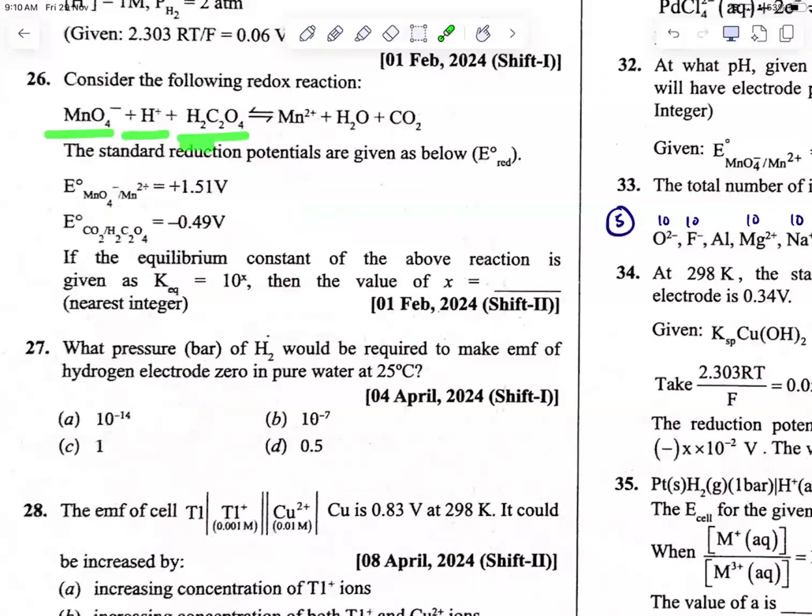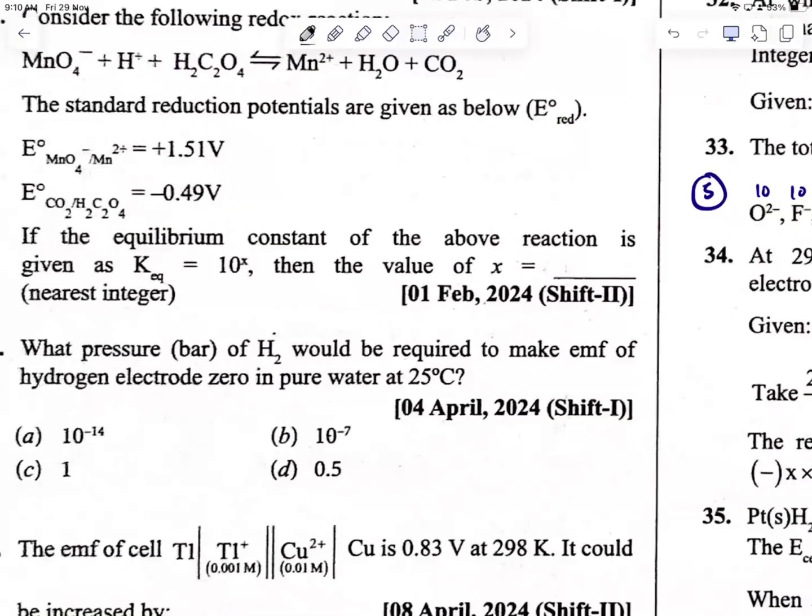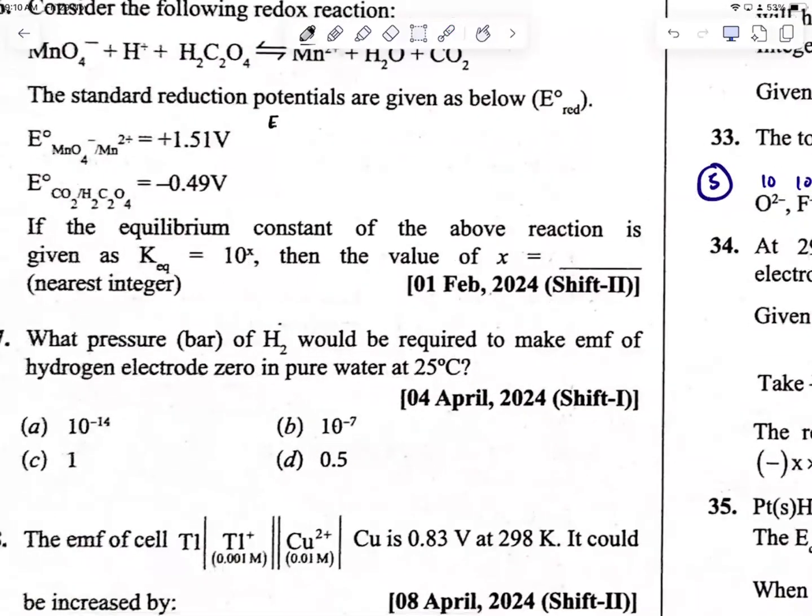So I got 26 now. MnO4 minus plus H plus, in the presence of oxalic acid, gives Mn 2 plus and CO2. The standard reduction potential for E naught reduction is how much? Okay. Now, manganese is getting reduced, carbon dioxide is getting oxidized. So first we will try to figure out the value of E naught cell. E naught cell will be equal to 0.49, because this is the reduction given. The oxidation will become plus. So minus 0.4 plus 1.51, which is 2 volts. So E naught cell is 2 volts.